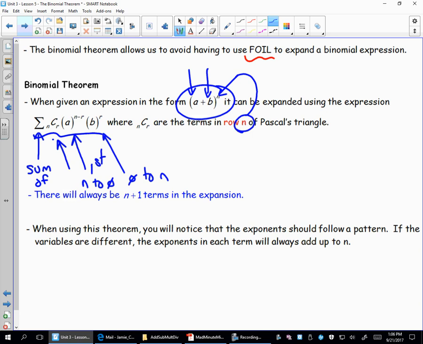I just want to point out, in the end, there's always n plus 1 terms. So if your exponent is n, there's always going to be one more term than that. And the reason why is terms start counting at term 0.